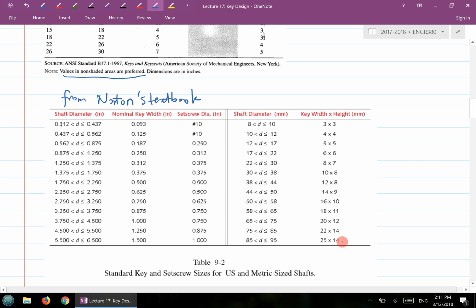Okay. So for one of the assignment questions, I actually recommend you use this table here. If you have a metric size given, use this table to come up with the recommended key width or key size. Okay. And then another piece of information in this table is the so-called set screw diameter.